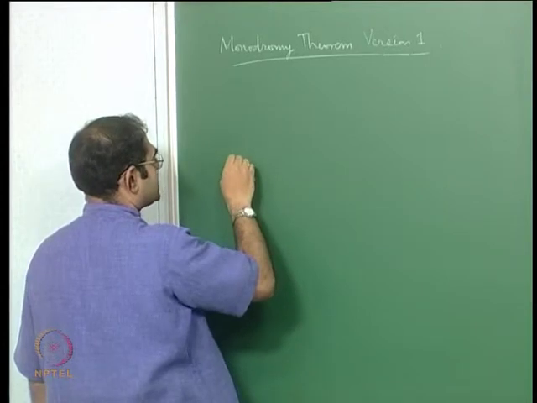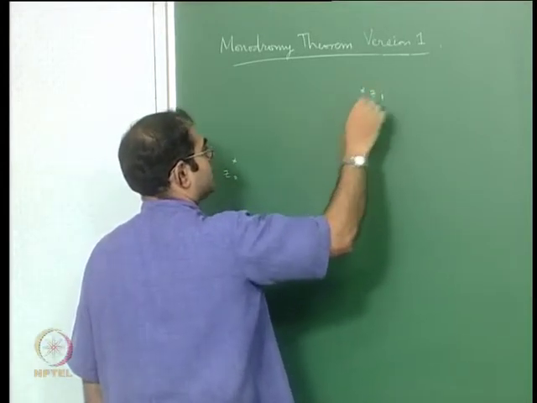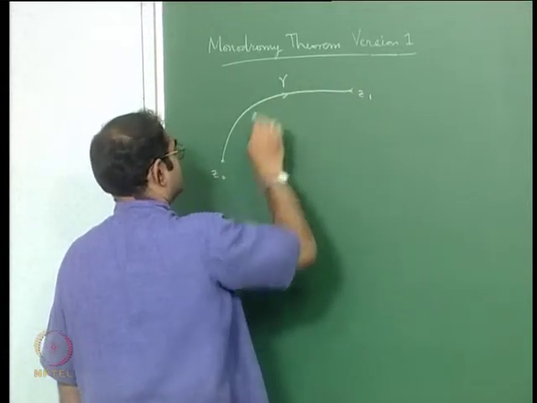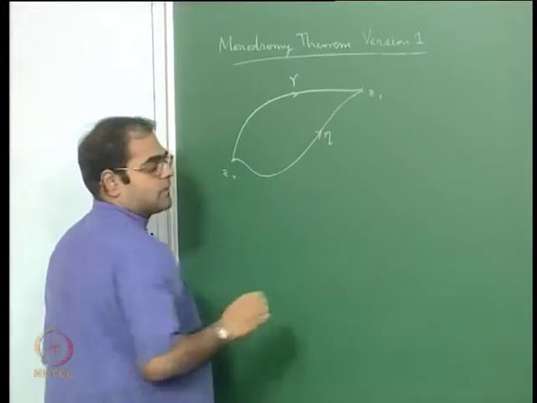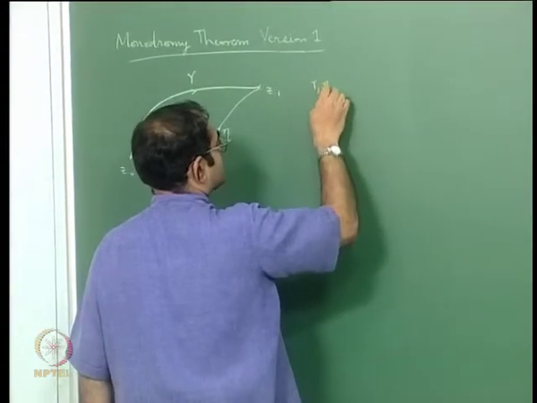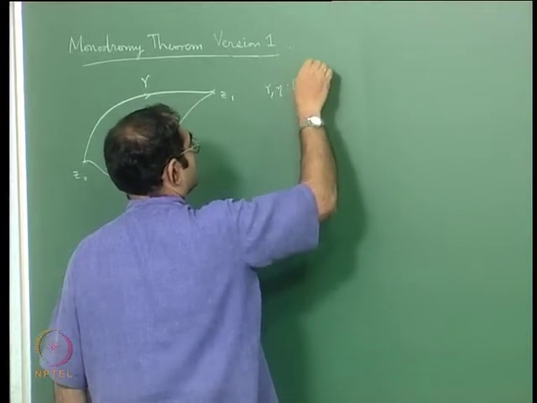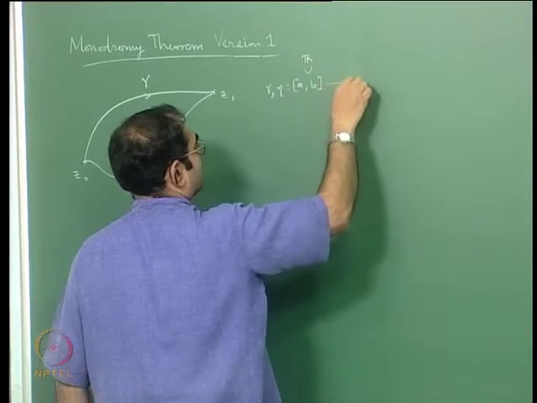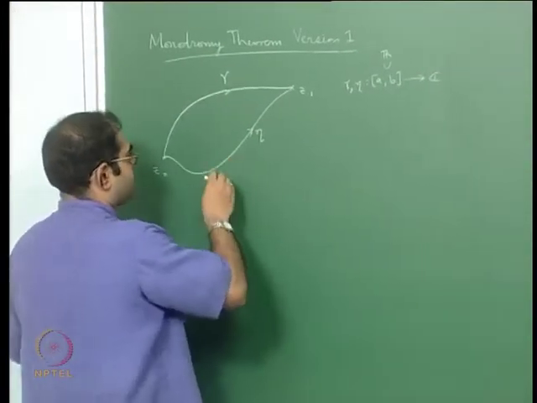So the diagram is like this. Suppose you are having two points z0 and z1, and you have two paths gamma and eta. Both paths are defined on a closed interval [a, b] in the real line, and taking values in the complex numbers.